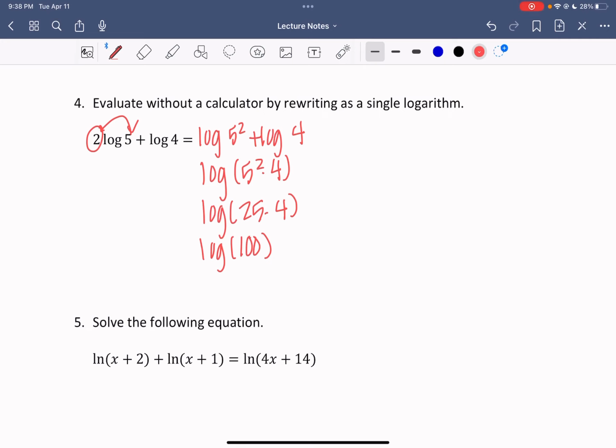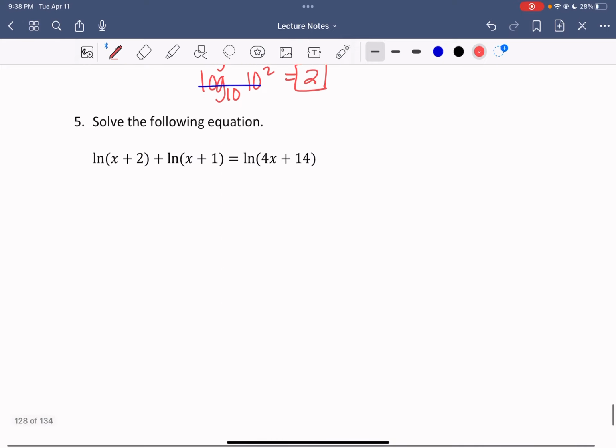Remember, this is base 10, and 100 could be written as 10 squared. This would cancel, and it gives me 2. So kind of neat how all those pieces are working together, and I got that value out to give me 2. Last one, let's just put our skills together.